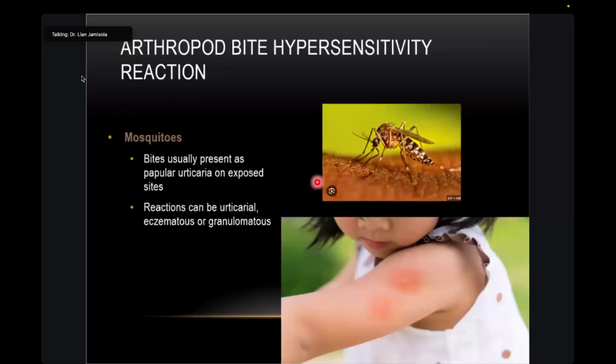Okay, so mosquitoes, very common, that usually causes the bites, no? And presents usually with urticarial or eczematous presentation. And usually, it's on the exposed sites. That's one clue for mosquito bites. On exposed sites, arms and legs.